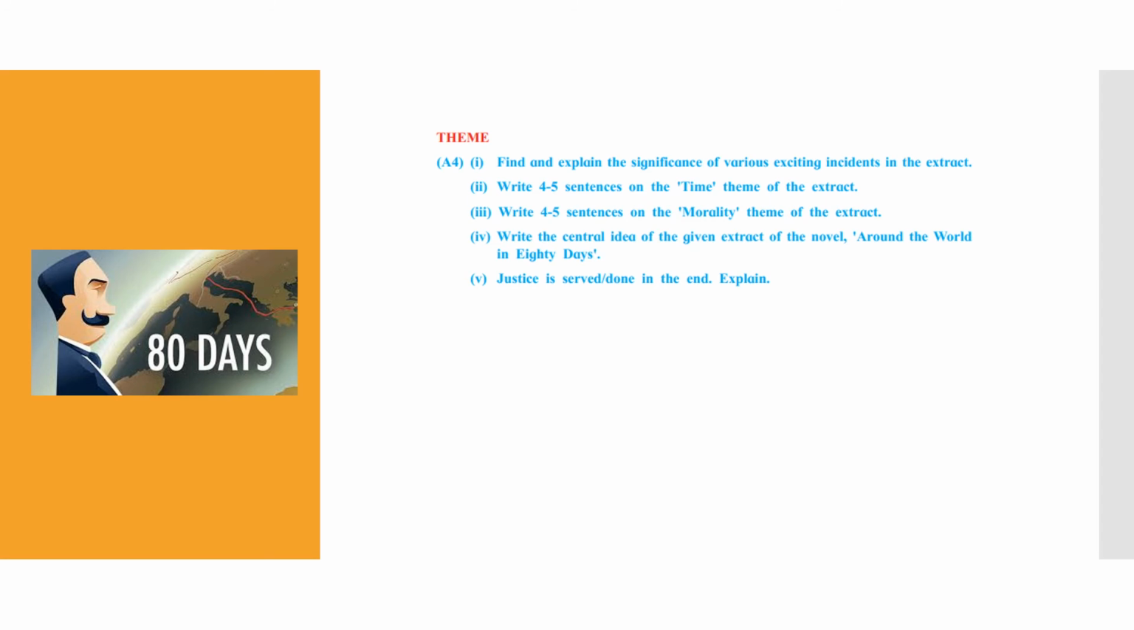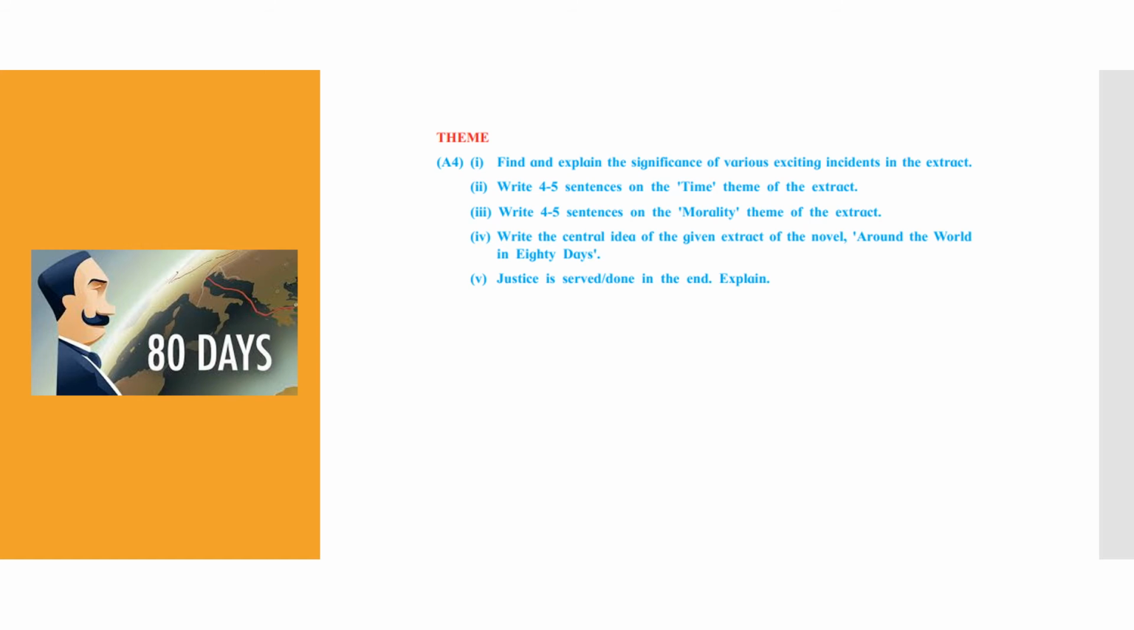Question number 4 on theme. The first one, explain and find the significance of various exciting incidents in the extract. The various incidents are as follows. Incident 1, where Phileas Fogg and his friends Fallentin and Sullivan are sitting at the fireplace in the Reform Club in England, accepted the wager for £20,000 as they challenge Fogg, who strongly considers that one can complete a journey around the world in 80 days.